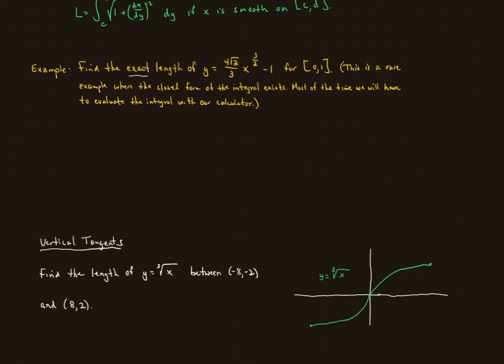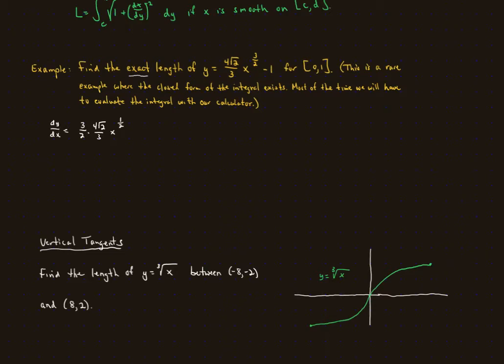So our curve is y equals 4 square root of 2 over 3, x to the 3 halves minus 1 on the interval from 0 to 1. So we need to know what is dy/dx. And so its derivative, if we take 3 halves times our 4 square root of 2 over 3 times x to the, that's going to become 1/2 power, and the derivative of the minus 1 is 0, so that's going to go away.